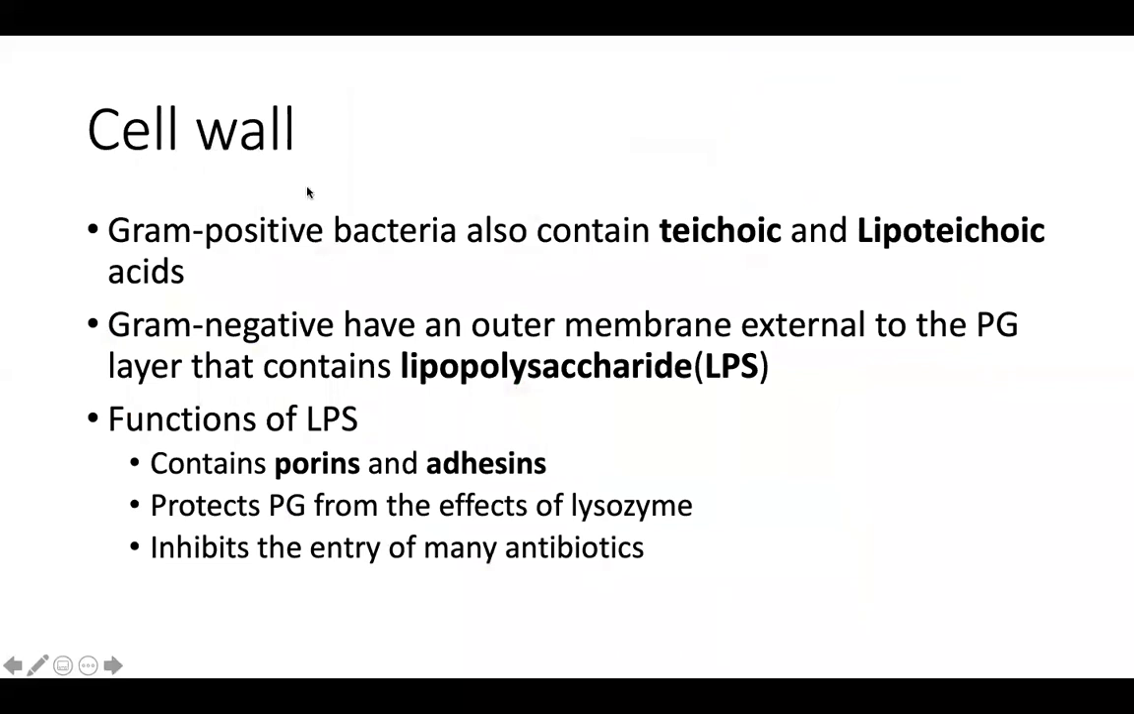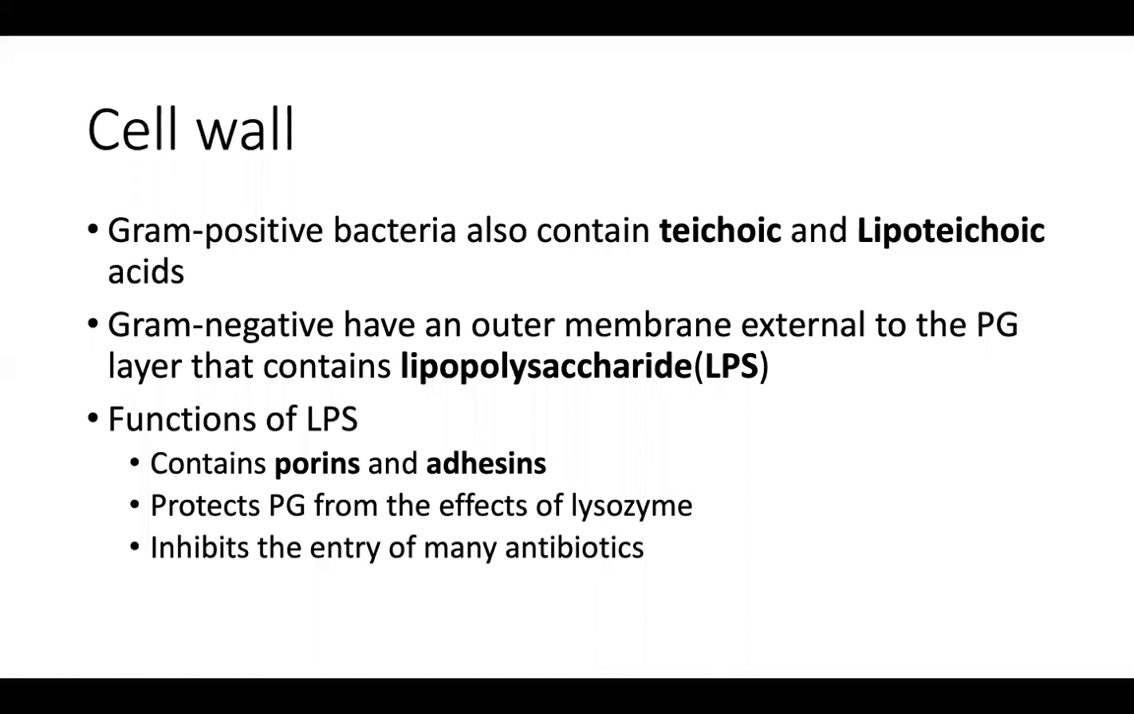So still talking about the cell wall, as we said, the cell wall is very important in the bacterial cells. You'll be talking about it a lot. So gram-positive bacteria, remember we said, have a thick peptidoglycan layer. And in addition, they also have teichoic and lipoteichoic acids. Now, gram-negative bacteria, remember we said, have a thin peptidoglycan layer. And on top of the peptidoglycan layer, they have an additional layer that we refer to as the outer membrane.